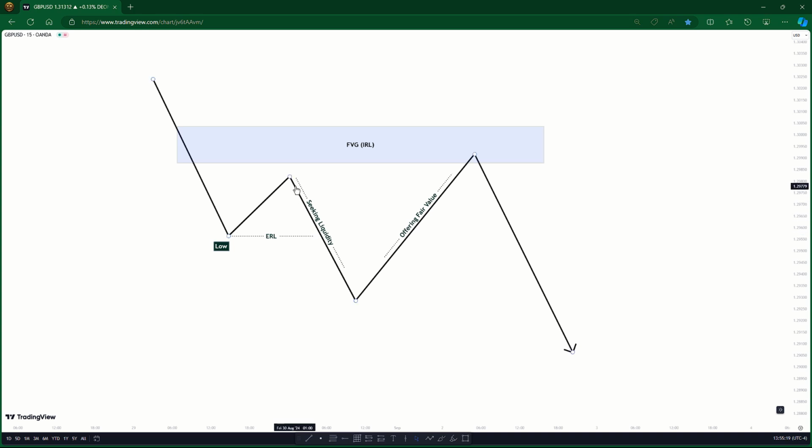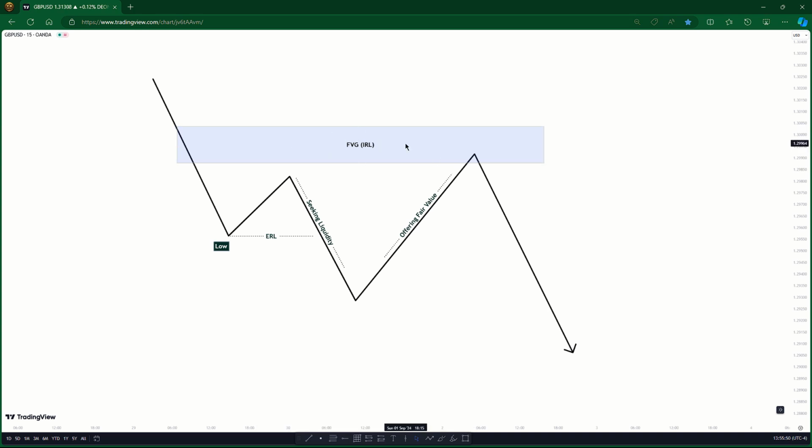That process of the market taking out that external range liquidity is what we call seeking liquidity. This leg right here is just seeking liquidity. And then when the market tries to go back into that fair value gap that it left, it's now trying to offer fair value, or in short, it's just rebalancing, because there's an imbalance here.